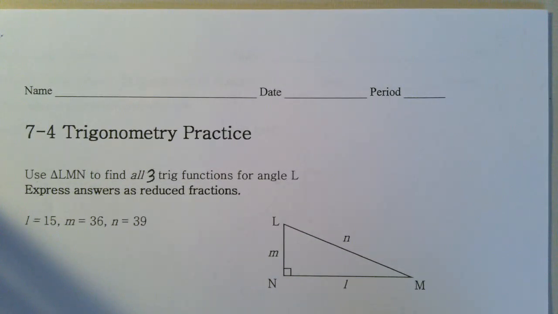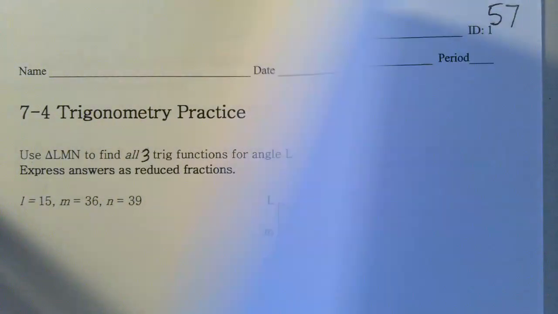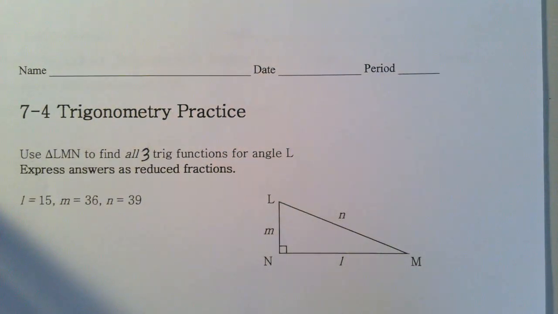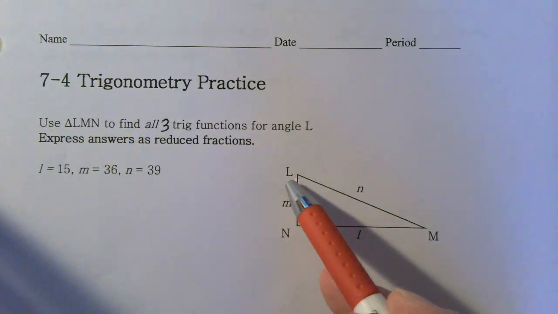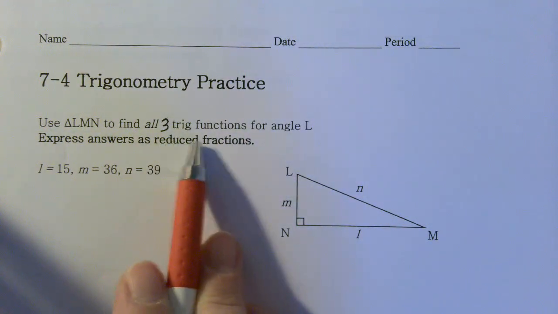All right, we're looking at a little half sheet. It's not numbered, but it is right before 57 in your packet. It's just a little warm-up. So it is trig practice. We're using our triangle LMN, and we're going to find all three trig functions.